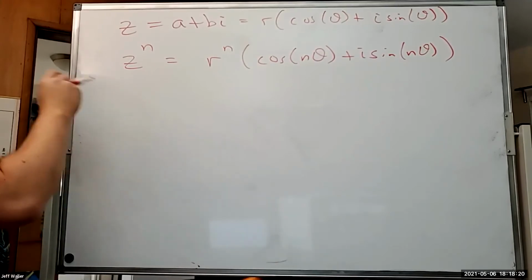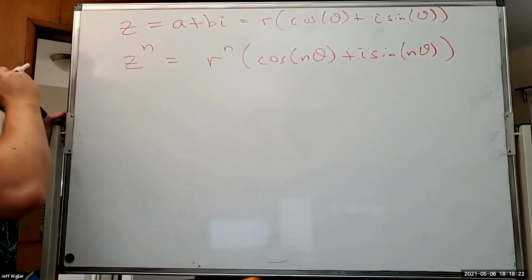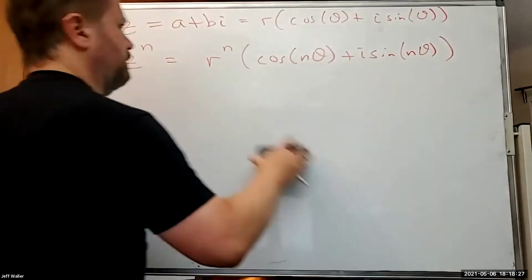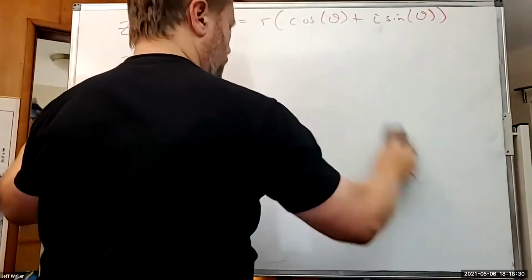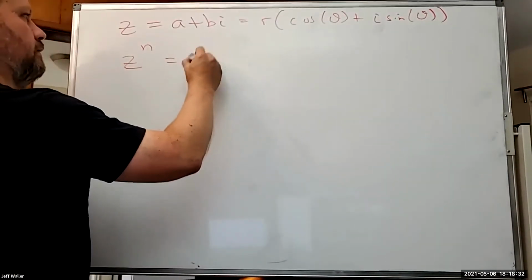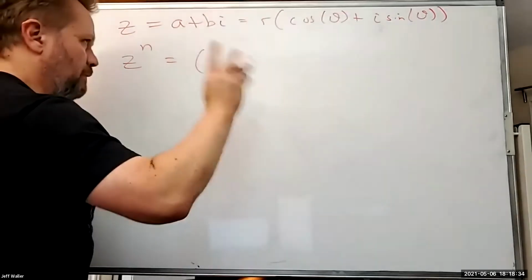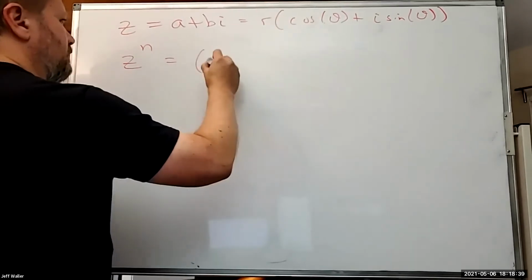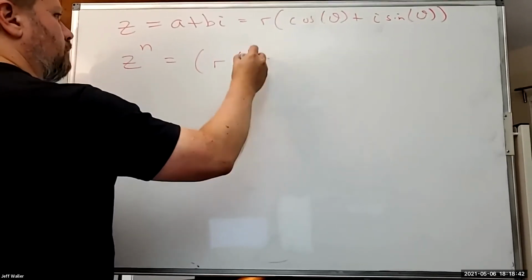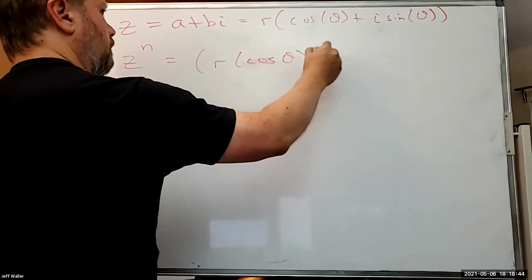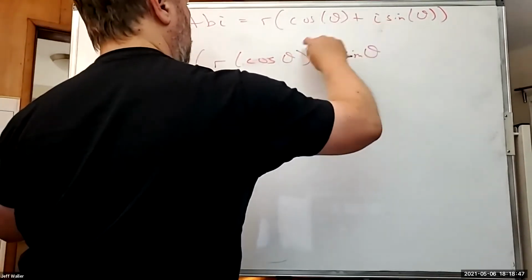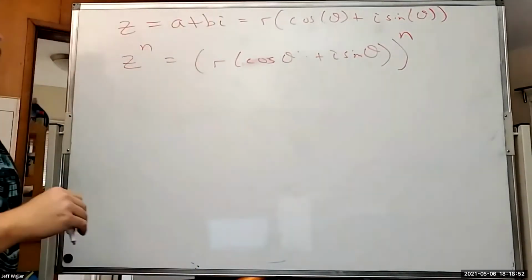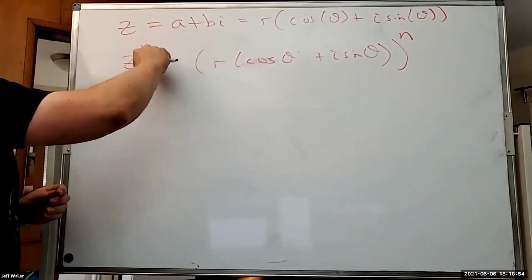Now, let me take this step back. Hold on. That's the result, but let me write it like this first. If Z is this, Z to the n is this. To the n, yes? Right, if I raise one side to the n, I better raise the other side to the n.